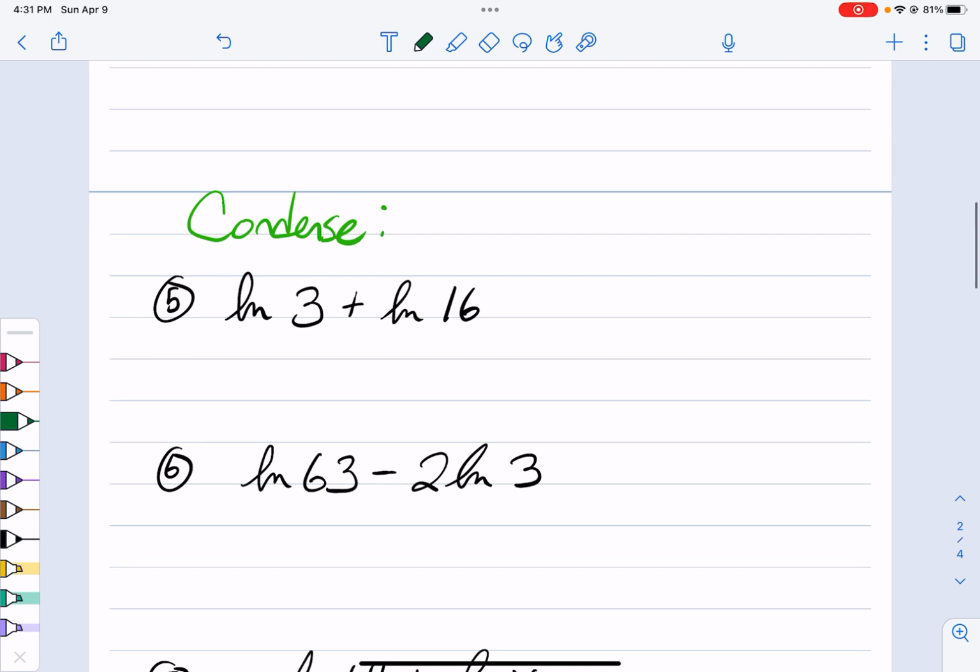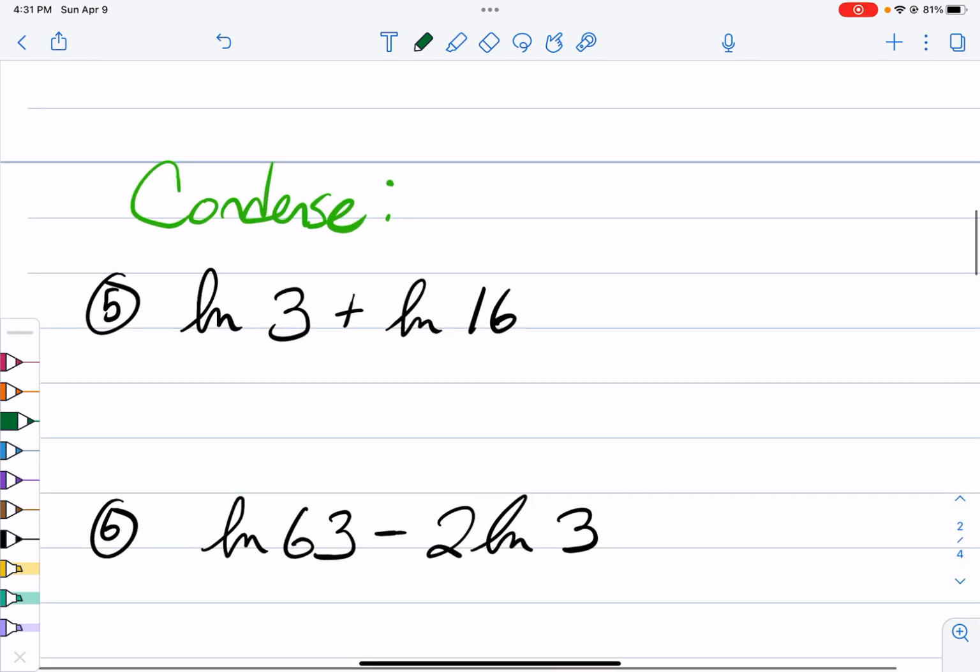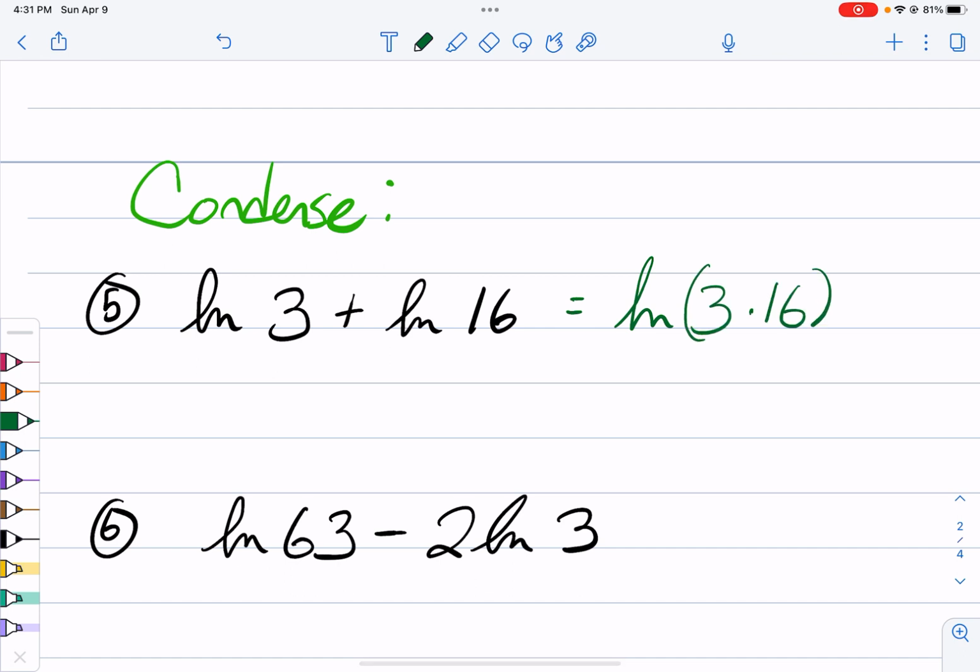Okay, so it also follows all the same rules of condensing and expanding. If I have two natural logs that are being added, addition gets condensed with multiplication. So this is going to become the natural log of 3 times 16, and 3 times 16 is 48. So that's the natural log of 48.